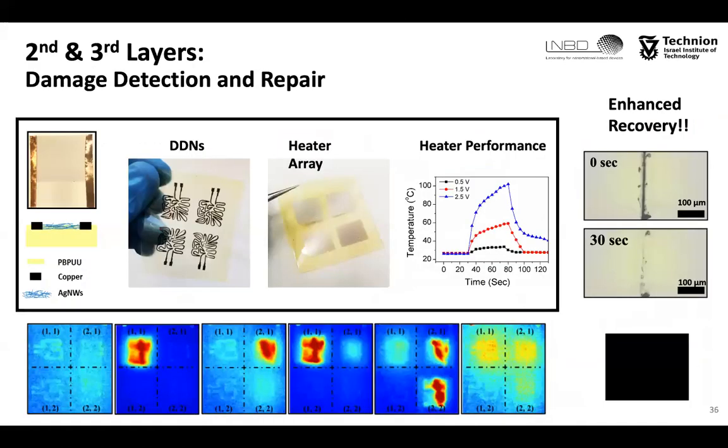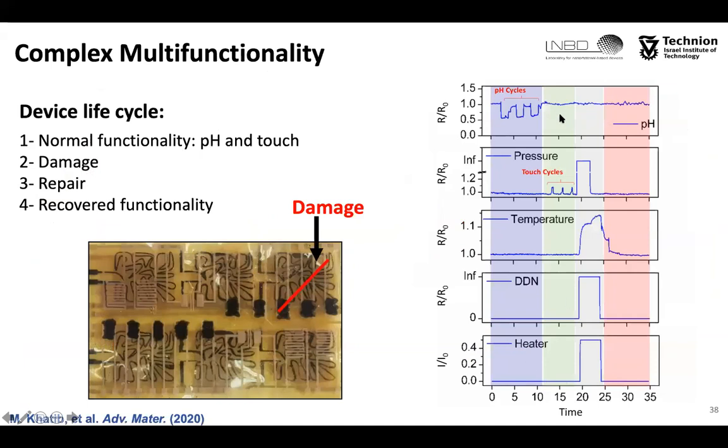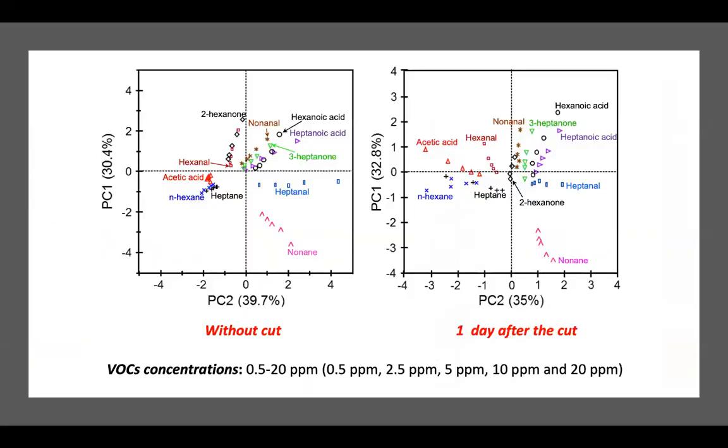Recently we have also integrated heaters under the layers of the self-healing device in order to speed up the healing process. By heating specific areas, using a neural network mechanism, we could make the healing process take not 24 hours but only 30 seconds. And with this device, again with the chemistry, we could detect a wide variety of compounds.